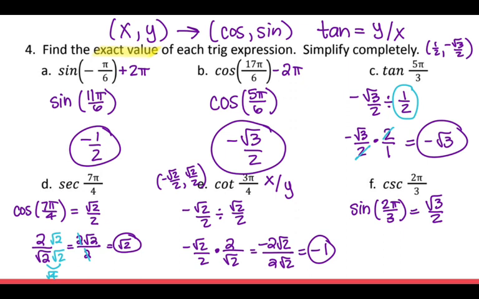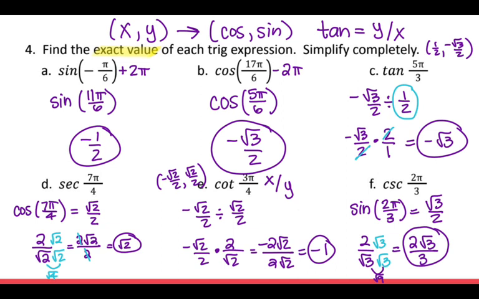Now, that is not my final answer because the question didn't ask for sine. It asked for cosecant. So I'm going to take this fraction and flip it over. So that becomes 2 over root 3. But of course, you can't have radicals in the denominator. So I'm going to multiply by that same radical. That leaves me with 2 root 3 over, this becomes square root of 9, which is 3. So final answer for letter F is 2 root 3 over 3.